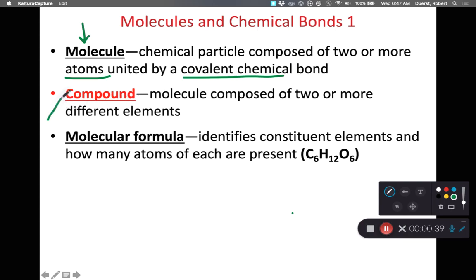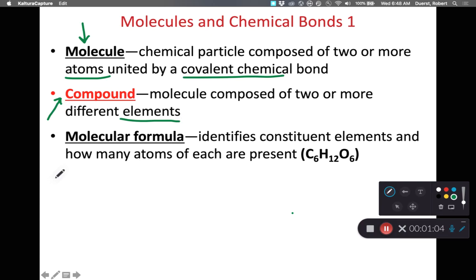When we think of a chemical compound, compounds have two or more different elements. So when we think of hydrogen, H2, it's a molecule, but it's not a compound because it has only one element, two hydrogen atoms. But when we think of H2O, water, it is a molecule because it's more than one atom, and it is a compound because it has more than one element present in it.